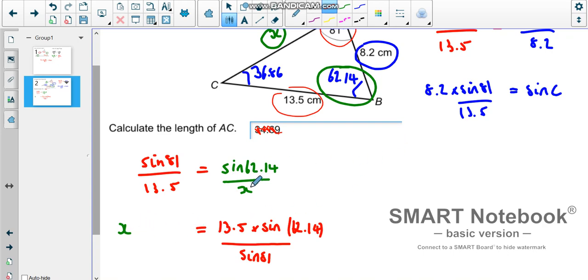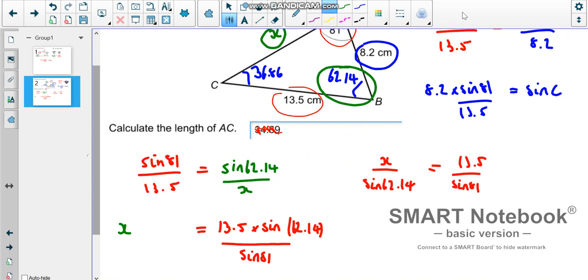Another note is when you're finding lengths, I could actually just start with x over sine 62.14 equals 13.5 over sine of 81. So you can put the lengths on the top and the angles on the bottom because if they're in the same proportion, it doesn't matter which way around you do that division. So if you're finding length, start with the lengths on the top, and if you're finding angles, start with the sine of the angle on the top.